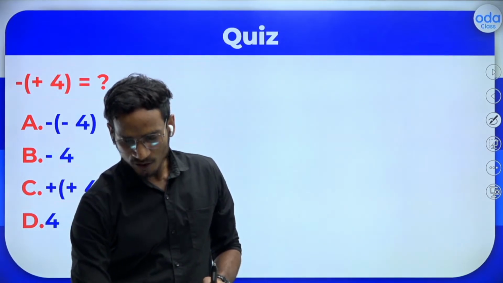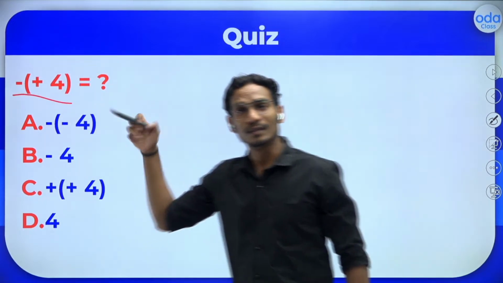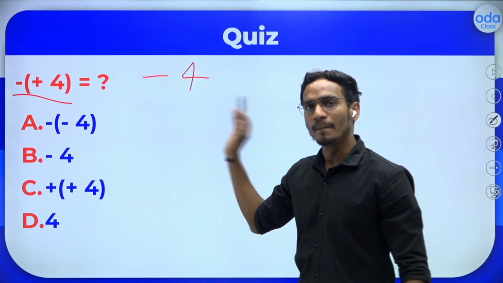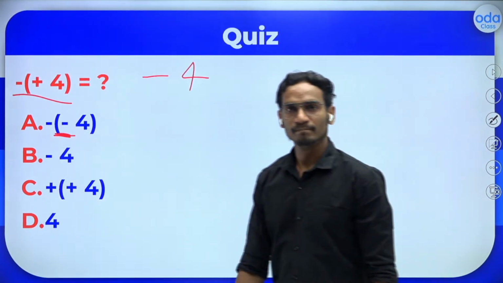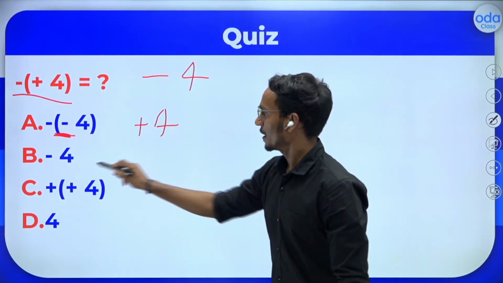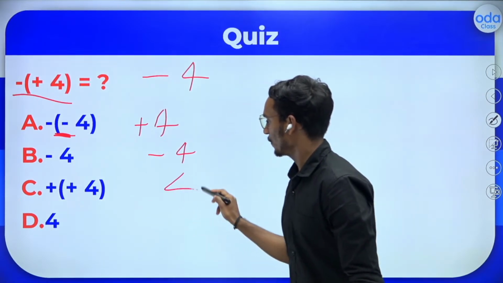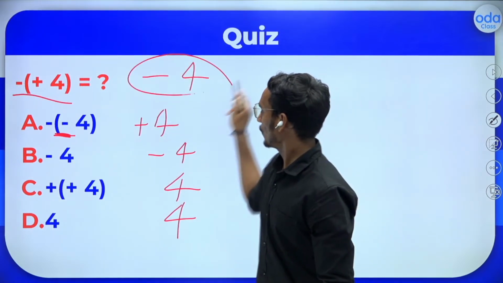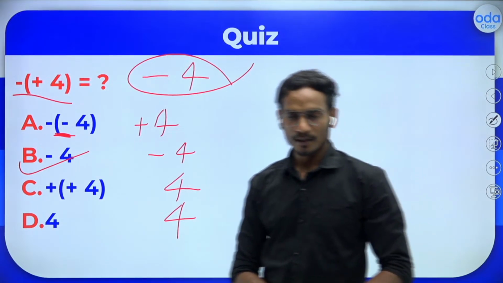Now, let's go ahead and solve the next question. Minus plus 4, different signs, negative. So minus plus 4 is minus 4. Options, same signs, minus minus, so it will become plus 4. Plus plus 4, it is plus 4 only. So the answer should be what? Minus 4. And the right option for this is option B. Correct?